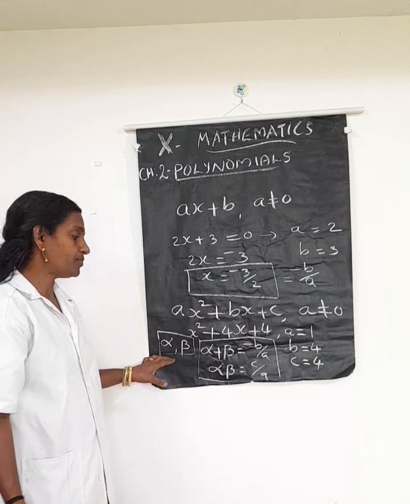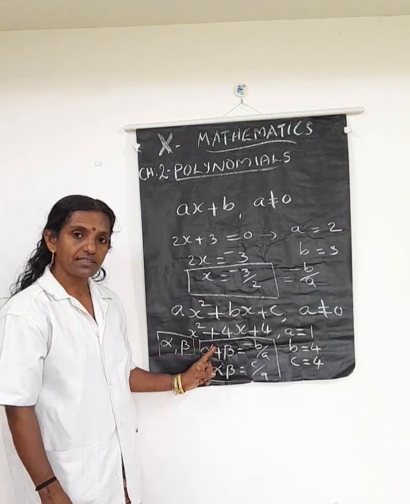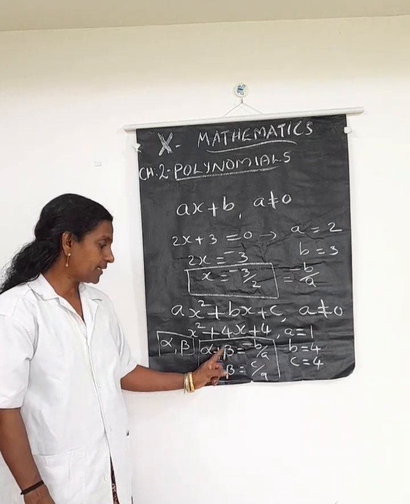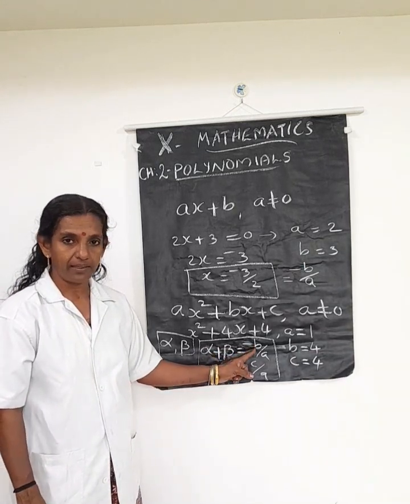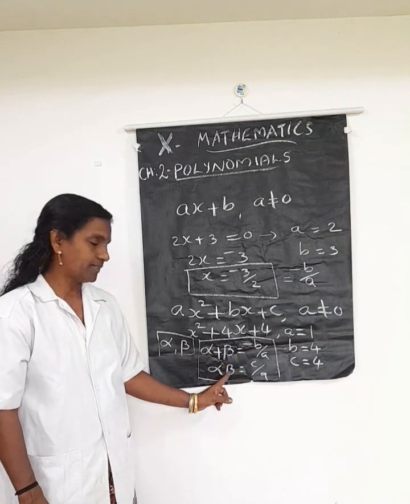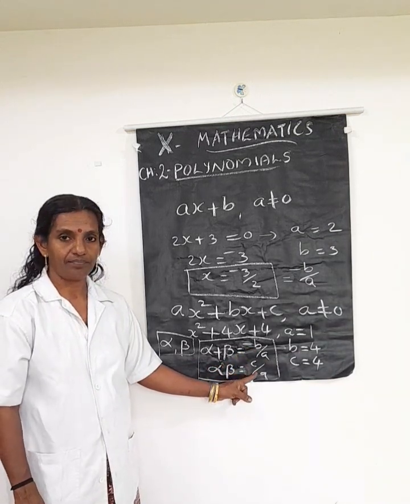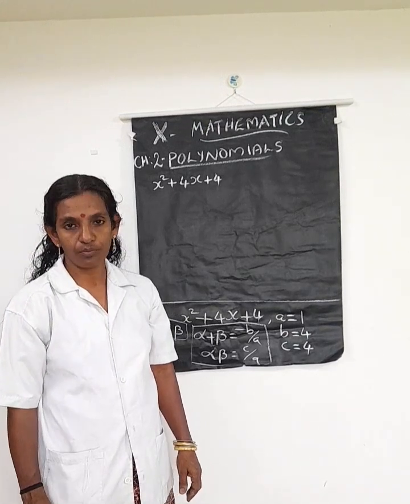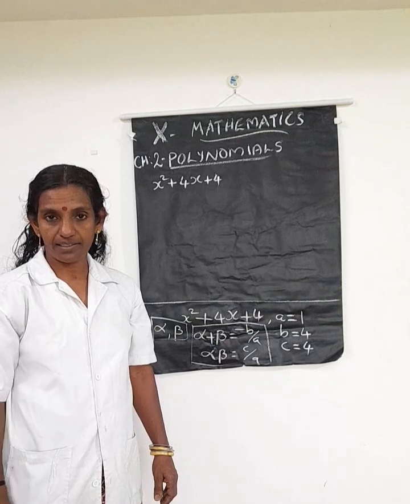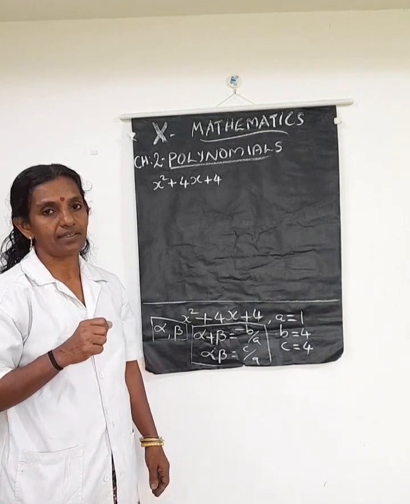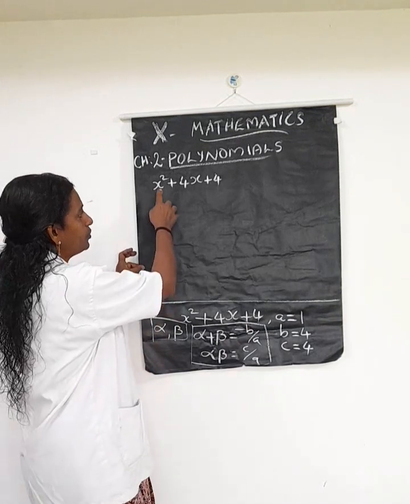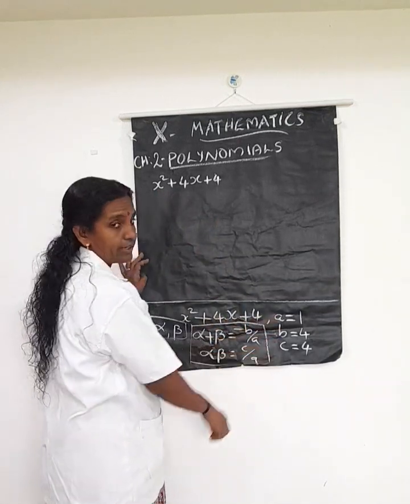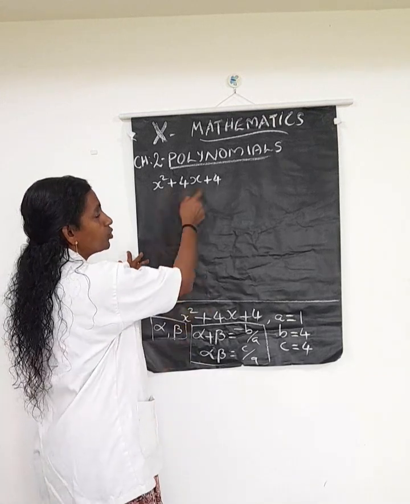So what's the relation between zeros and coefficients? Here the two zeros are alpha and beta. Their sum is negative b by a. And their product is c by a. Now we can find the zeros of the given polynomial, that is by factorization or by the splitting middle term method. So here the same question, x square plus 4x plus 4, the values of a, b, c we have written there.